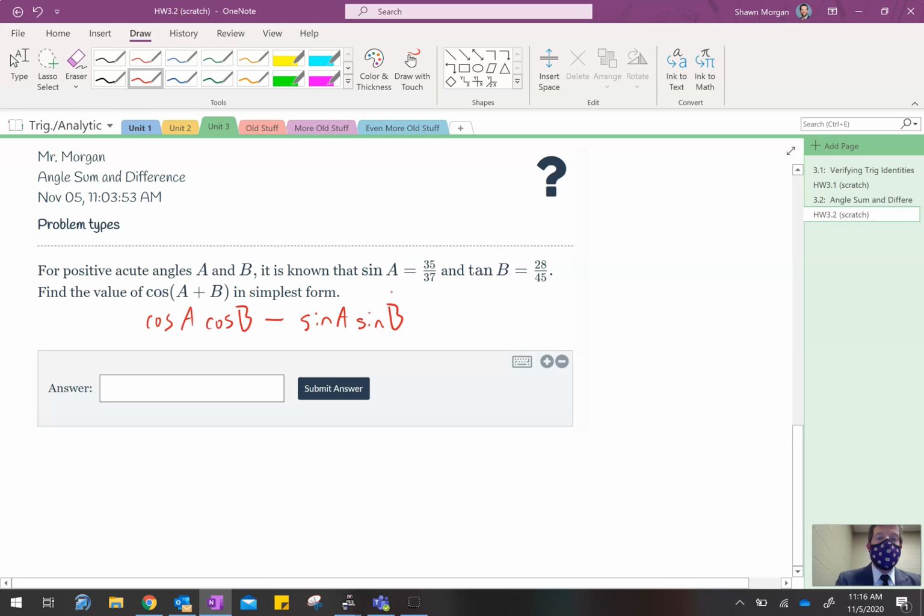And of those four parameters, look at what we already know. We already know the sine of A, so I can put a check mark next to that one. I already know that one is going to be 35 over 37. I don't know sine of B yet. I don't know cosine of B, and I don't know cosine of A. So let's draw some pictures over to the side here. Okay, here's my angle A. There's angle A, and we're told that the sine of that angle, so the opposite over the hypotenuse, is 35 over 37.